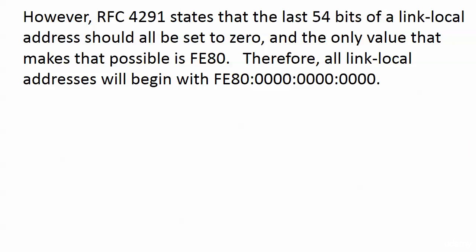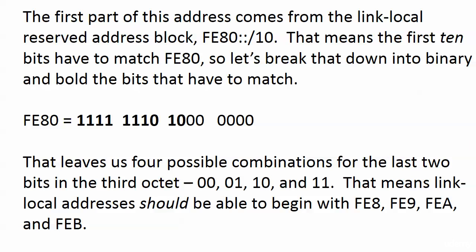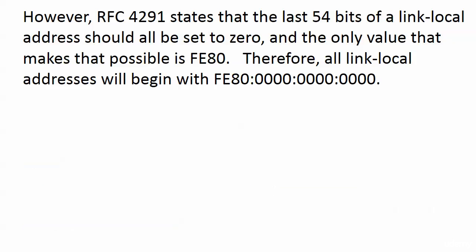So here's the good part of all of this. I know I'm hitting you with a lot of theory here, but here's the good part. All link local addresses begin with FE80 followed by 3 blocks of zeros. But again, that's a good reserved address block to know, FE80::/10, the link local reserved address block.